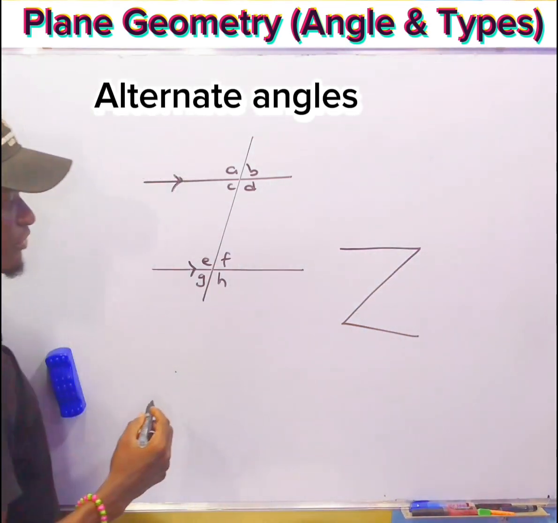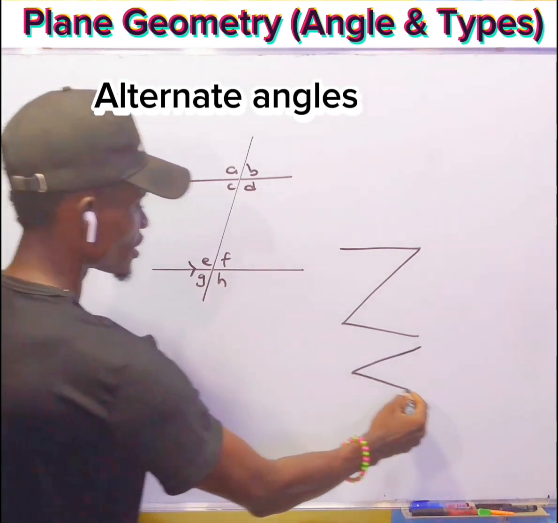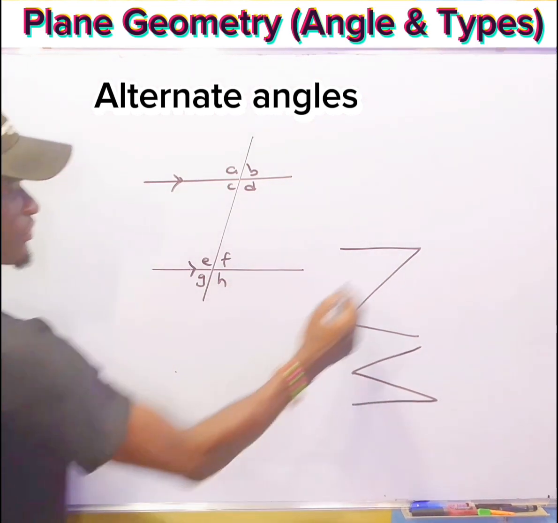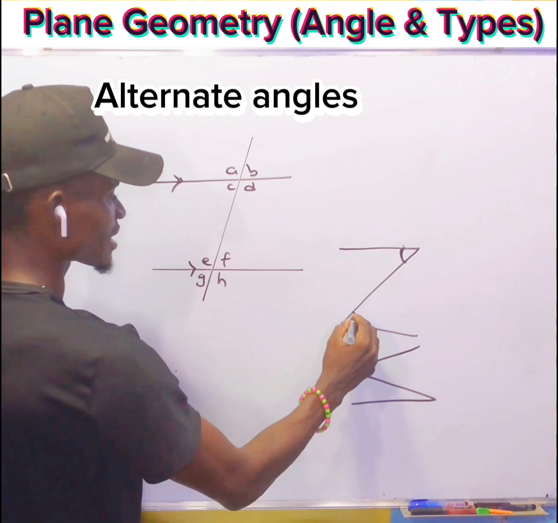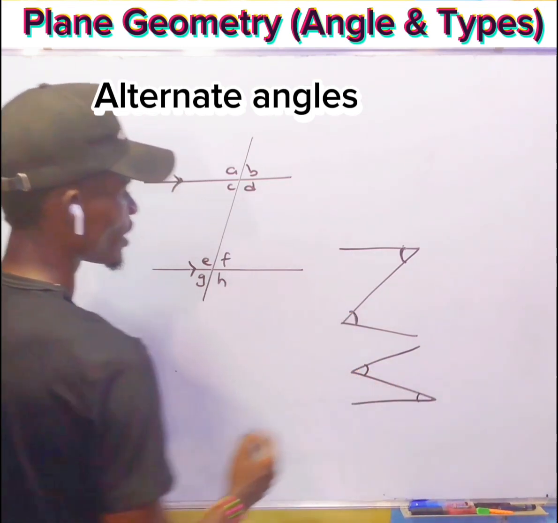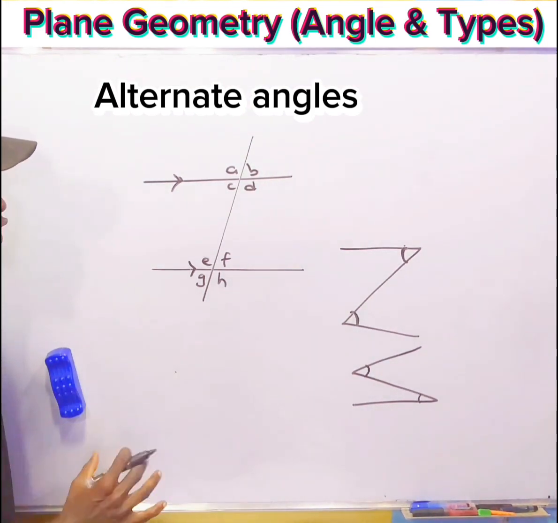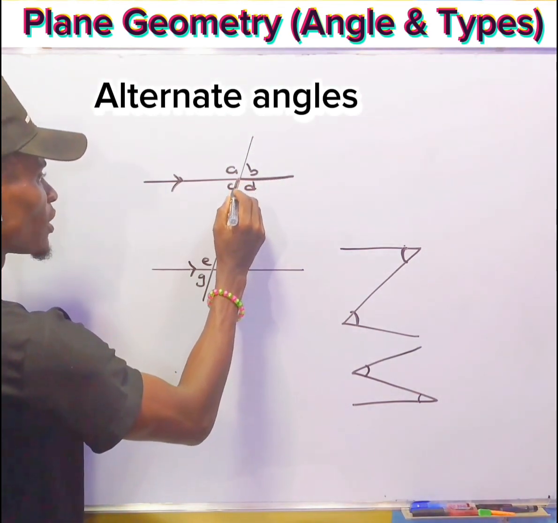Any Z shape that is formed, either the Z shape facing this direction or the Z shape facing this direction, is referred to as alternate angle. The interior angle here versus the interior angle here, we call them alternate angles. And alternate angles are equal. Now, for this, we look at this using the Z shape on this.